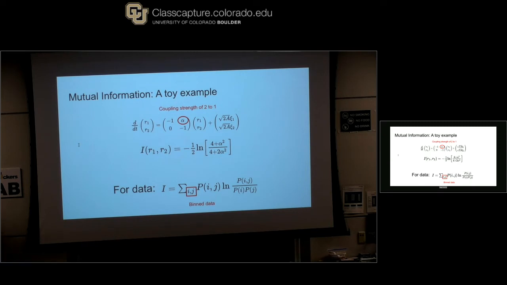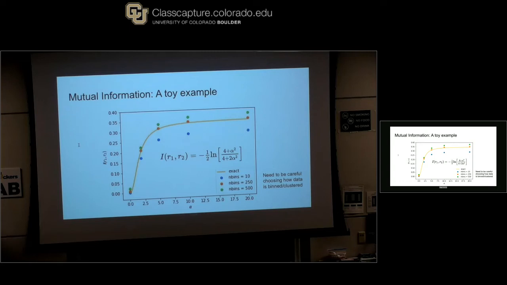This is kind of cool because you can find exact probability distributions, and you can compute the exact mutual information. Of course, if you have experimental data, you don't have equations, you just have a bunch of points. So to numerically compute mutual information, you should bin your data, essentially.